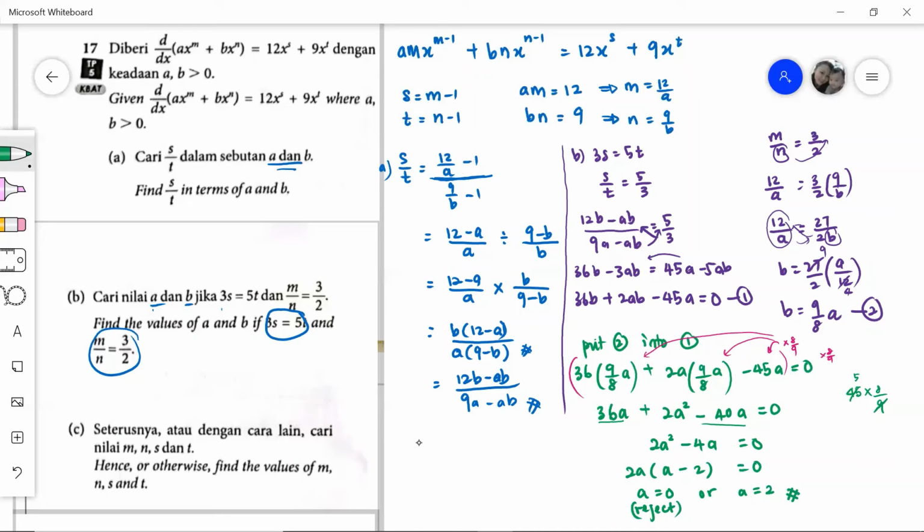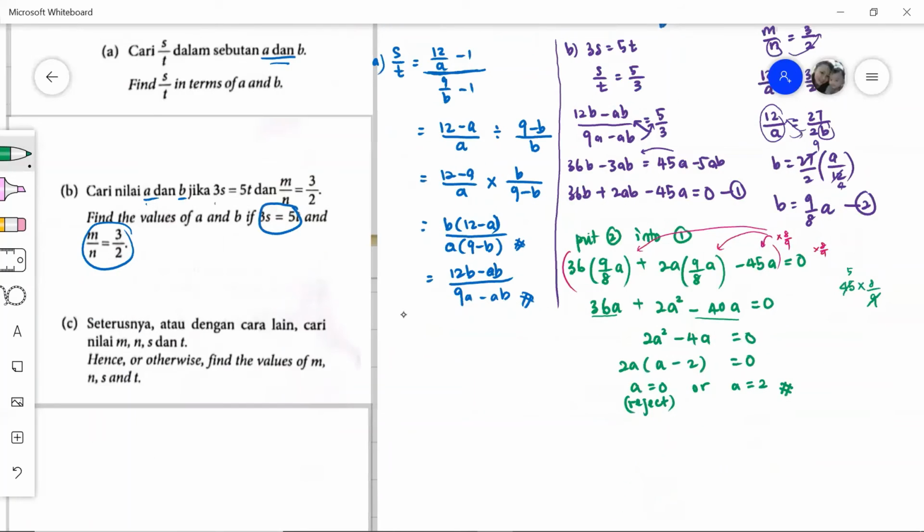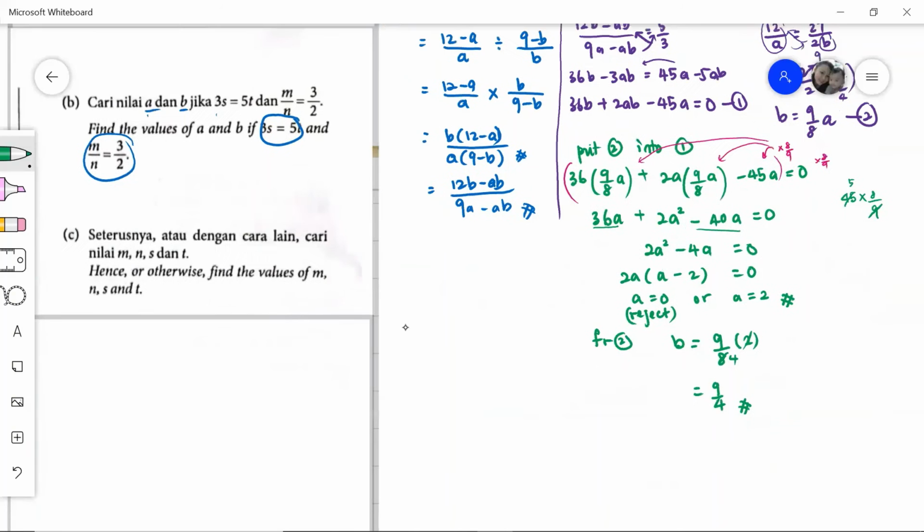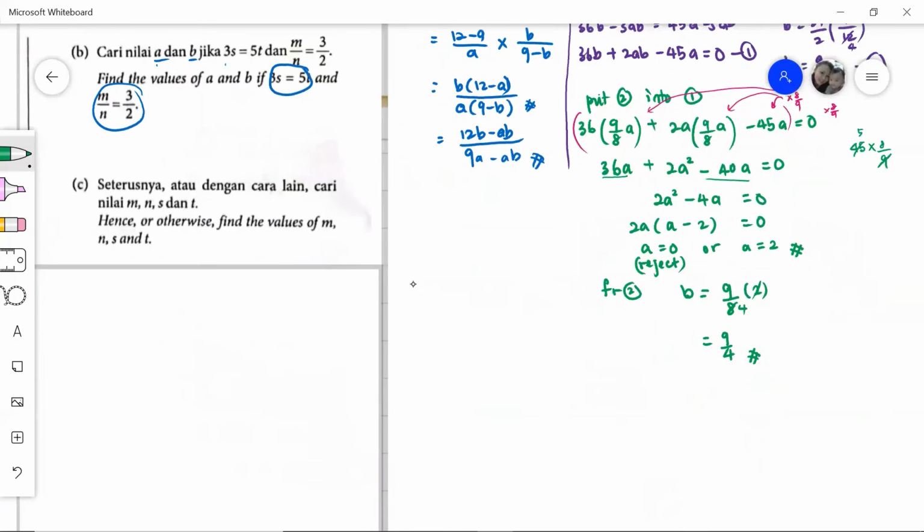Okay, that is only a. Now we look for b. So from equation 2, b equals to 9a over 8. A is 2, so it's simplified. So b is 9 over 4. So we got the solution. A is 2, b is 9 over 4. That is part b. Next, let's move on to c.